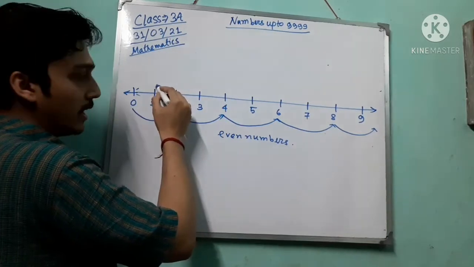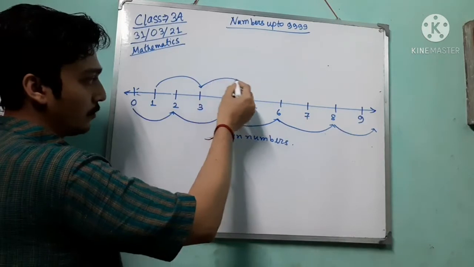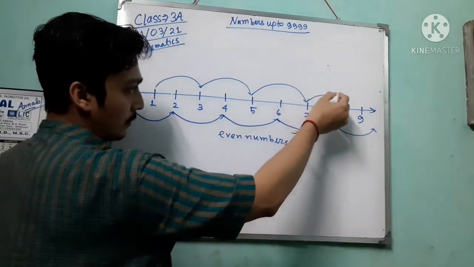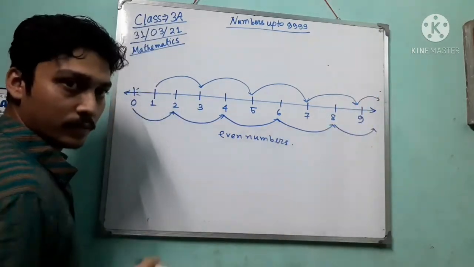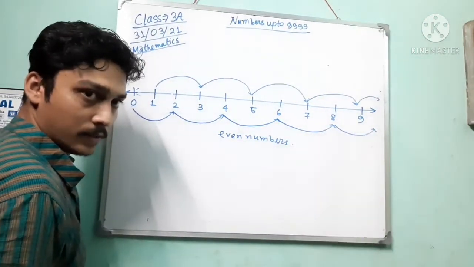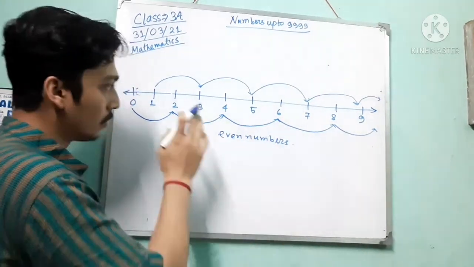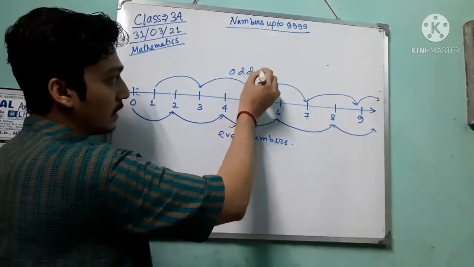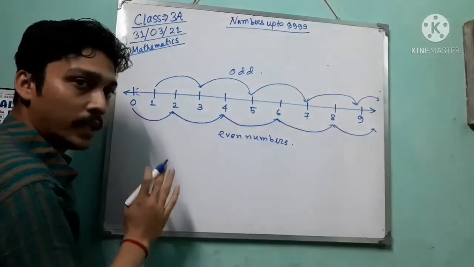If you see, now I am here at 1, I am going to 3. Now 3 to 5. Now 5 to 7. Now 7 to 9. Now 9 to another number, that is 11, because the ones place are repeating, so they are odd numbers. You see, by the definition, they are odd numbers.